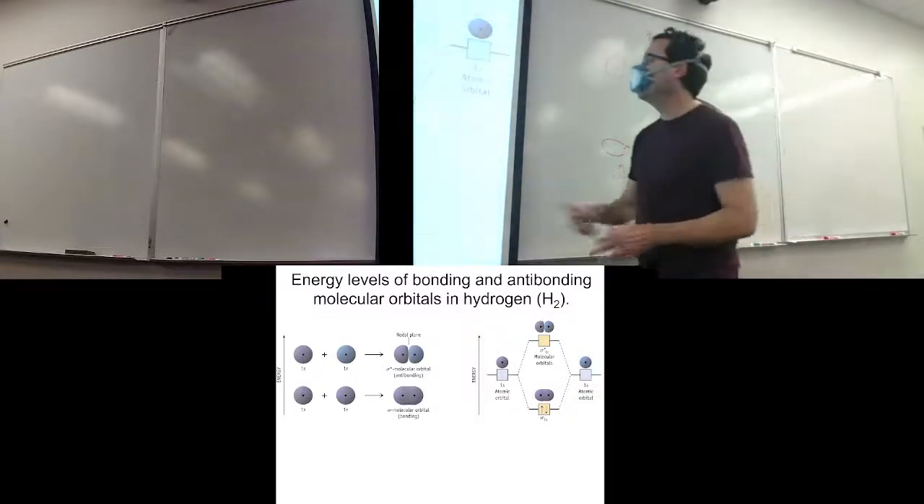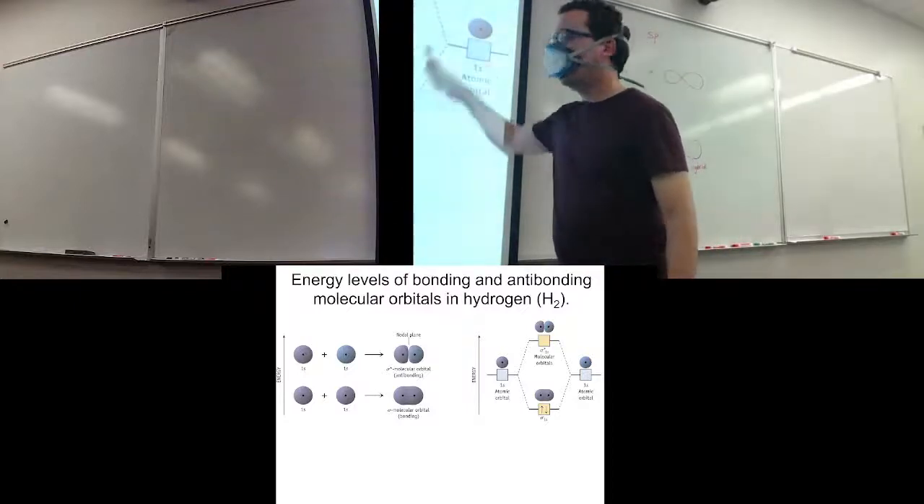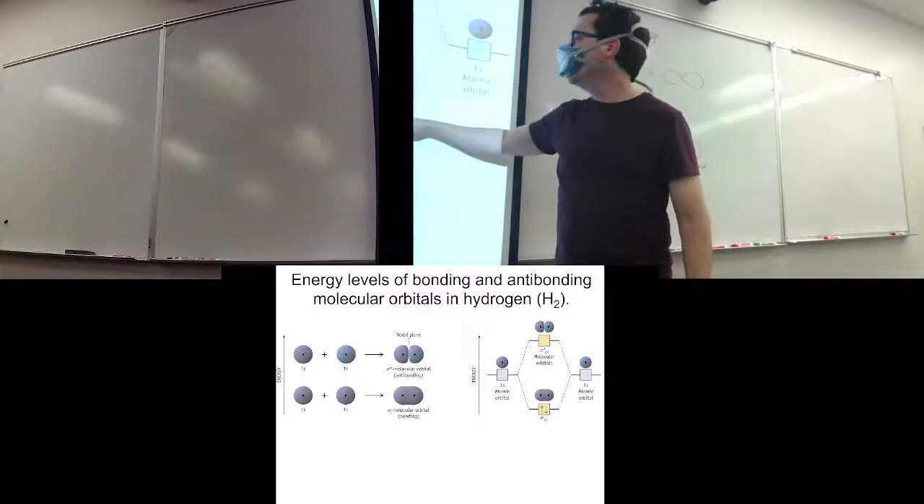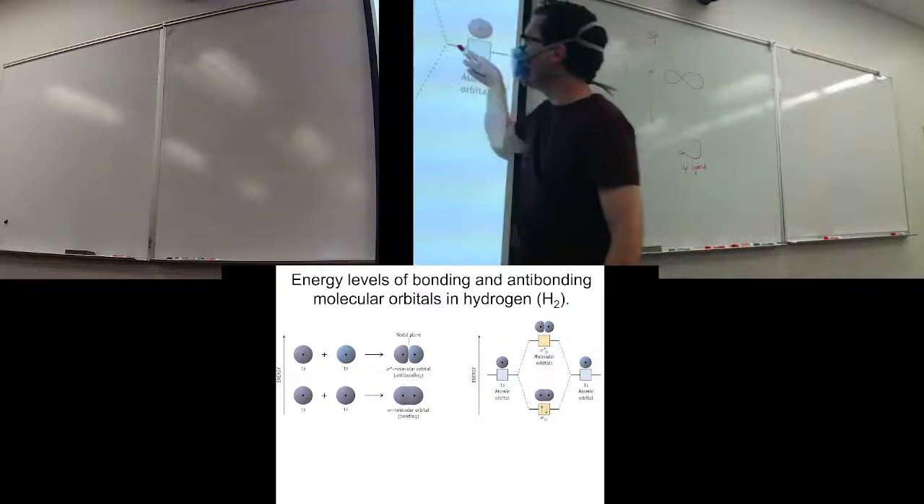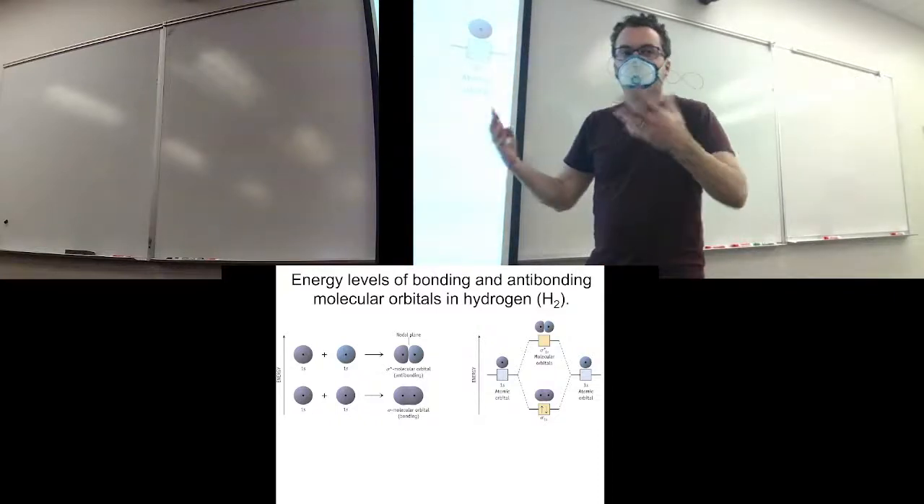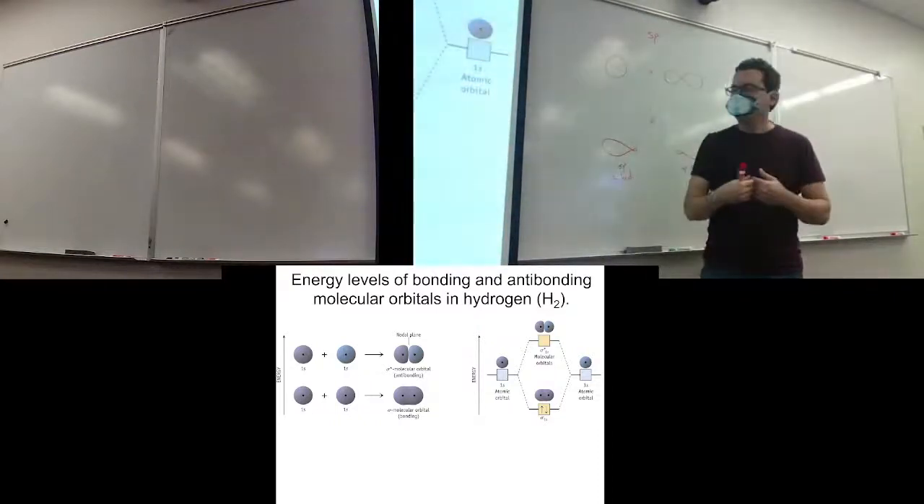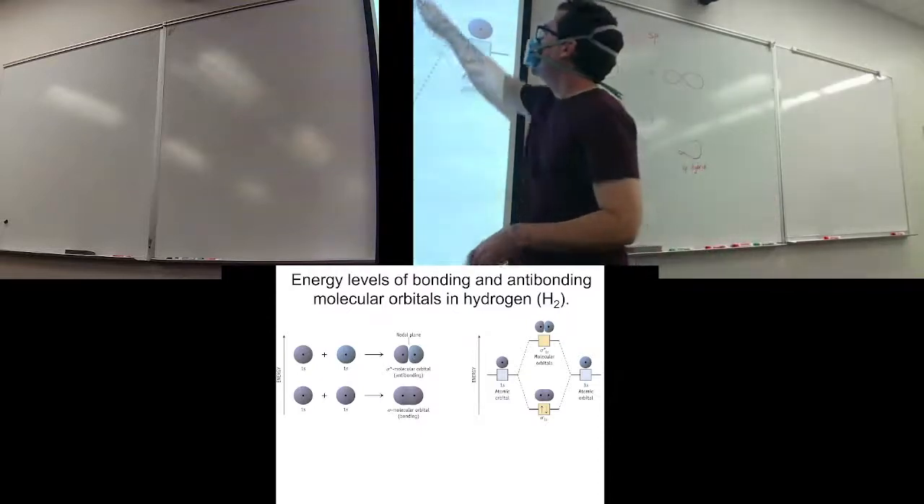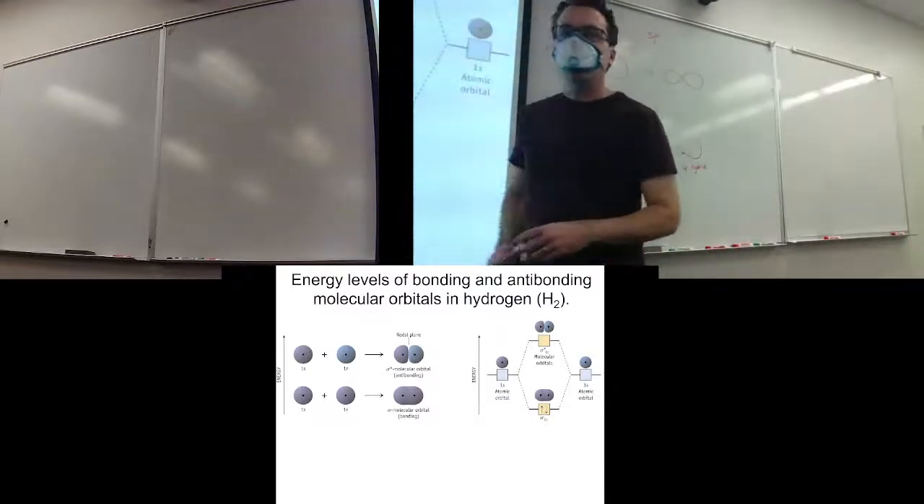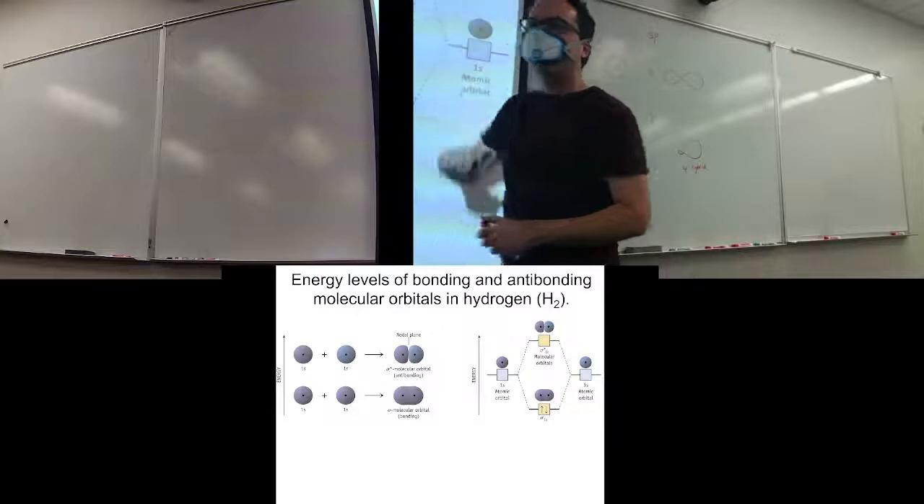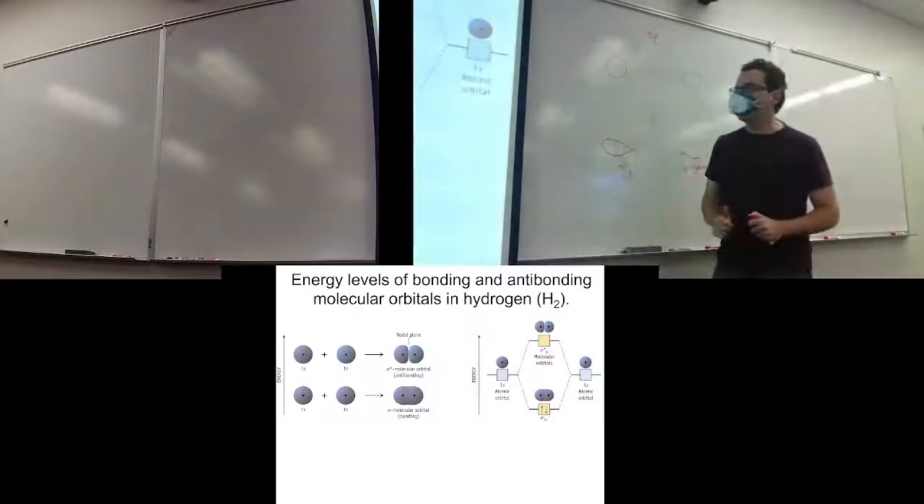Well, the bonding molecular orbital is always going to be lower in energy than the original atomic orbitals. That's why they make bonds, because it lowers the energy of the molecule. The anti-bonding molecular orbital is exactly the opposite. It's going to be higher in energy than the original atomic orbitals.